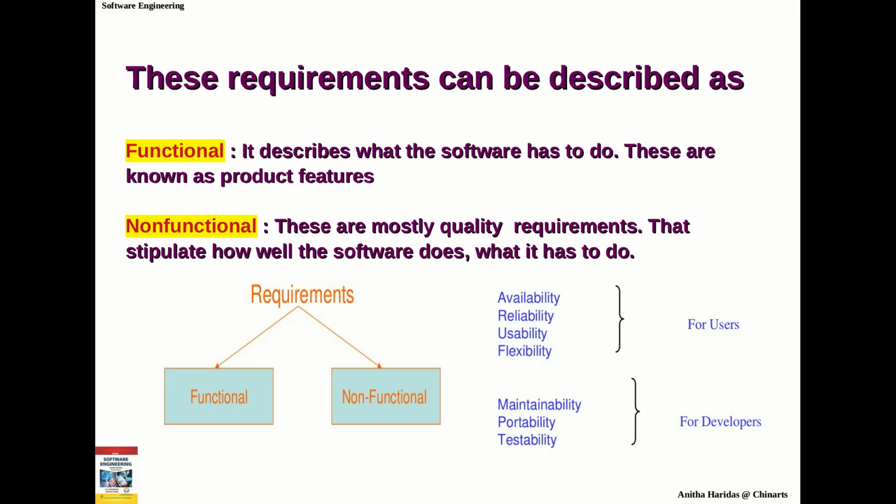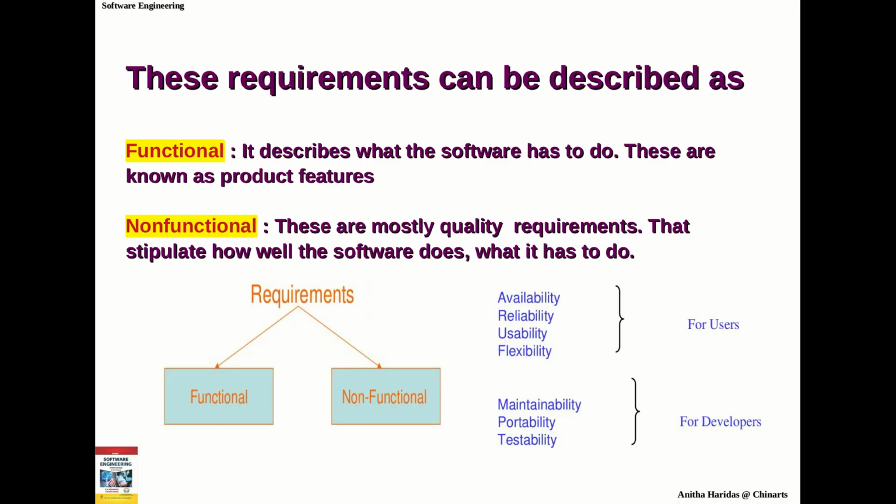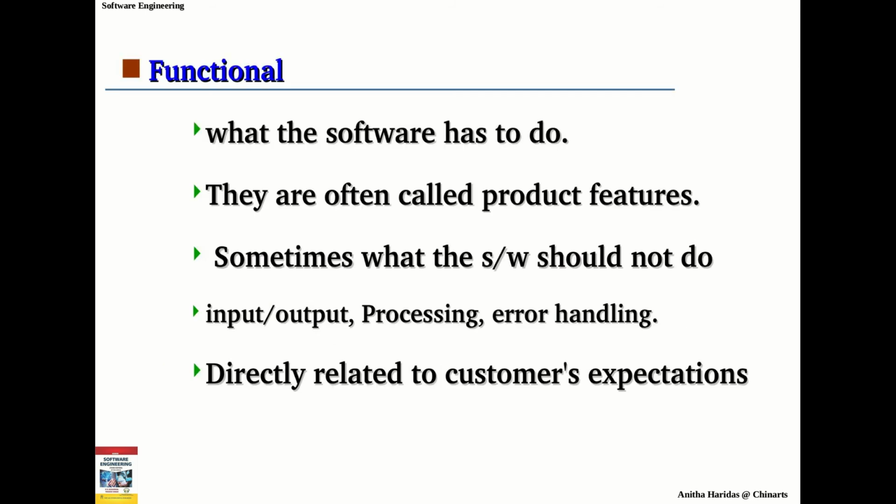So whatever requirements are specified by the stakeholders, these requirements can again be categorized as functional requirements and non-functional requirements. Functional requirements describe what the software is going to do, whereas non-functional requirements describe how well the software can do the features or process. That is the basic difference between functional and non-functional requirements.